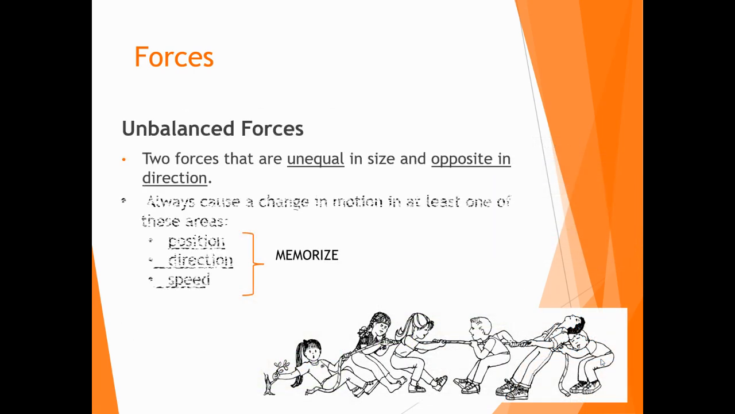So what we have next is unbalanced forces. Unbalanced forces are when you have forces that are unequal in size and opposite in direction. So anytime they're not balanced, they're unbalanced. And unbalanced forces always cause a change in motion in at least one of these three areas: position, direction, and speed. These are the three things that unbalanced forces change, and you're going to want to memorize those three things. Position, direction, and speed.